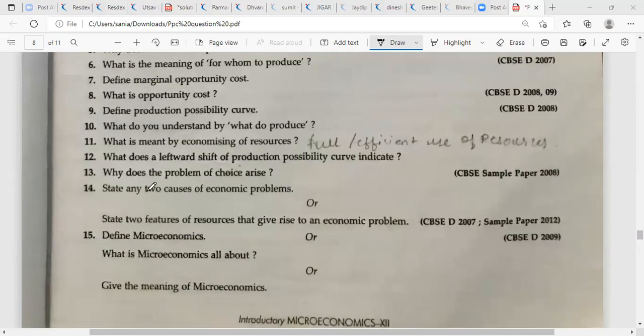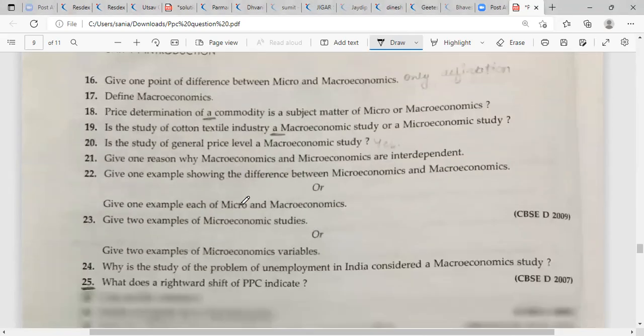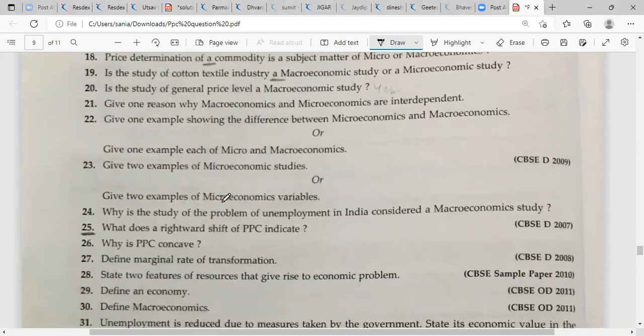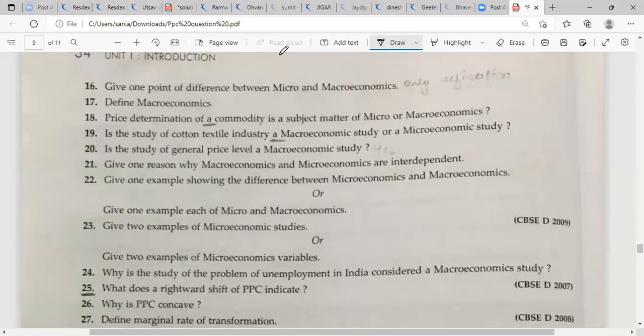Just read the question, for example, here it is written, state any two causes of economic problem. You already know. So, is there any question which you feel like you cannot answer, or you are confused? So you can just give it a reading. Just read the questions and let me know. Is there any question where you are feeling like, ma'am, what should we write in this question?